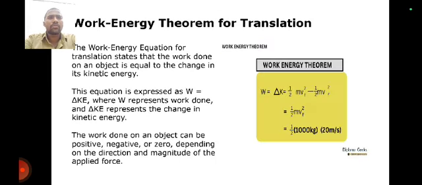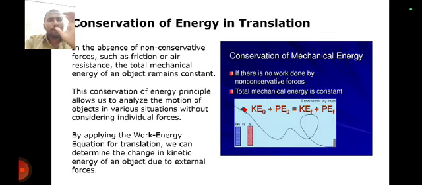Work energy theorem for translation. The work energy equation for translation states that the work done on an object is equal to the change in its kinetic energy. The equation is expressed as W = ΔKE, where W represents work done and ΔKE represents the change in kinetic energy. The work done on an object can be positive, negative or zero depending on the direction and magnitude of the applied force.